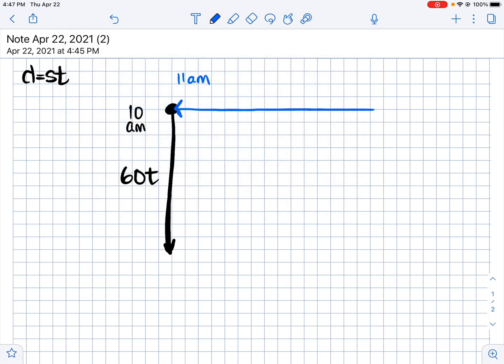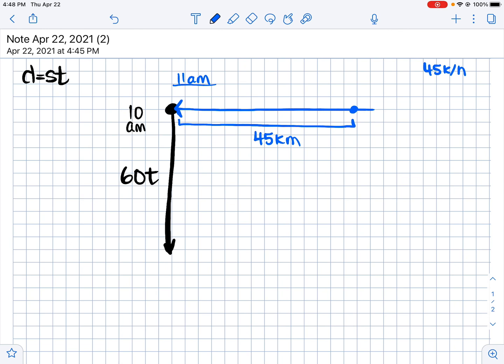For the blue one, it's a little trickier. But generally, at 10 a.m., the blue train is going to be 45 kilometers away, right? Because it's traveling at 45 kilometers per hour. So at 10 a.m., since it takes an hour to get to the train station, it's going to be a total of 45 kilometers away. So that's 45 kilometers.